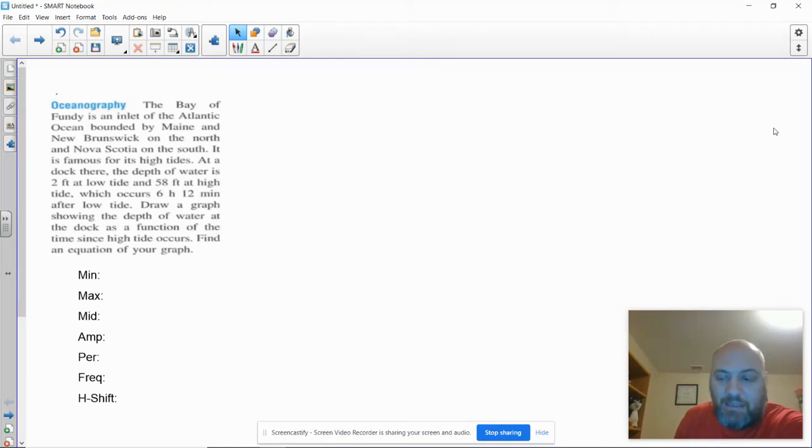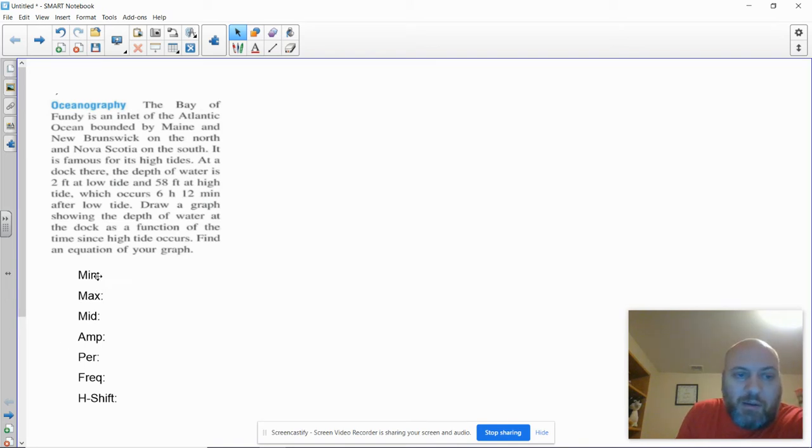Take a look at the two problems from last week and their solutions. So one had to do with oceanography about the tides at the Bay of Fundy up in New Brunswick and Nova Scotia. So you'll see below the question, I have the key parts that we will need to write an equation and draw a graph.